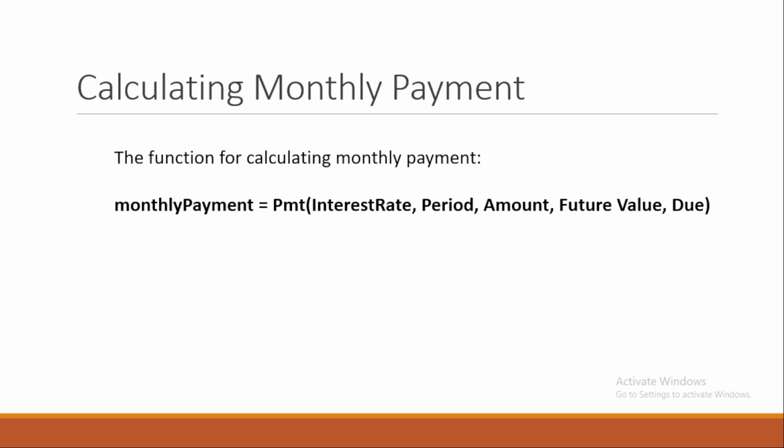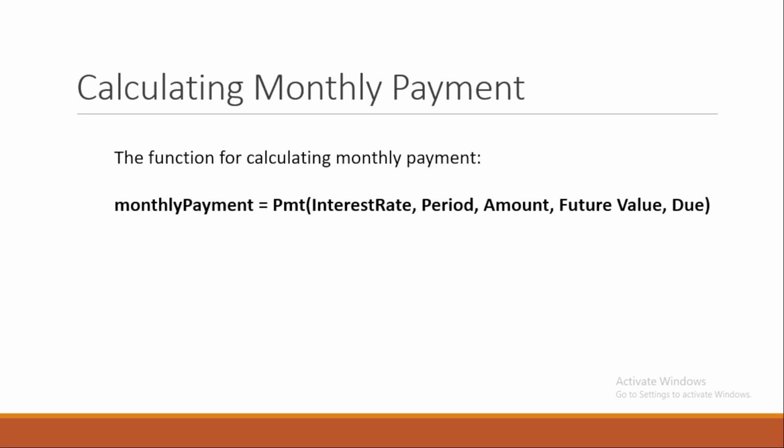For this project, we are going to be using the Pmt function, which comes with VB. The Pmt function is what is going to help us calculate our monthly payment. You can see that the Pmt function comes with the following parameters: the interest rate, the period of the loan, the amount of the loan, the future value, and the due. I'm going to talk about each of these parameters.